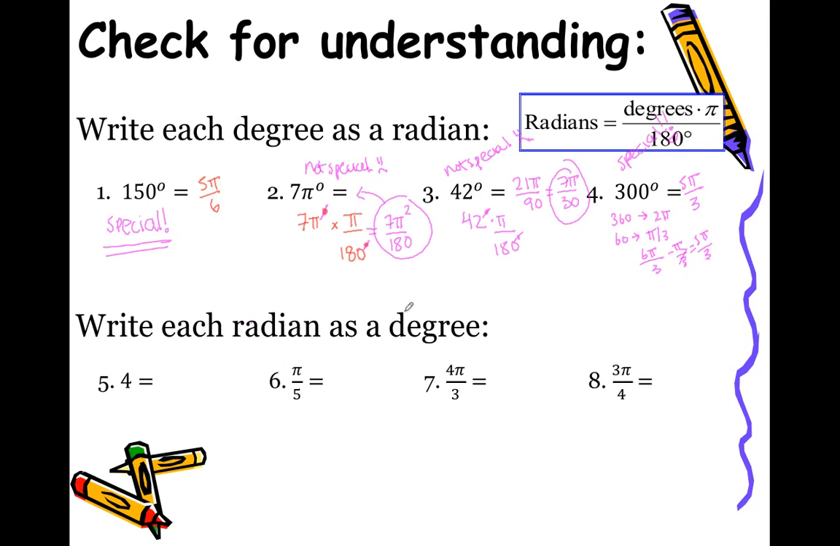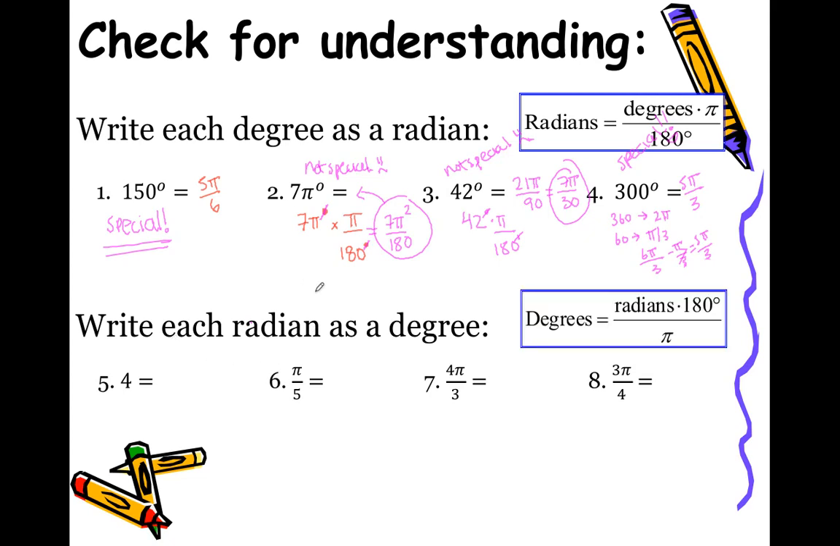So that formula is only used for things that aren't special. So write each radian as a degree. So again, if it's special, don't use the formula. Here's the formula. Not special. Right, so we're going to do 4 times 180 divided by pi. What's 4 times 180? 720?